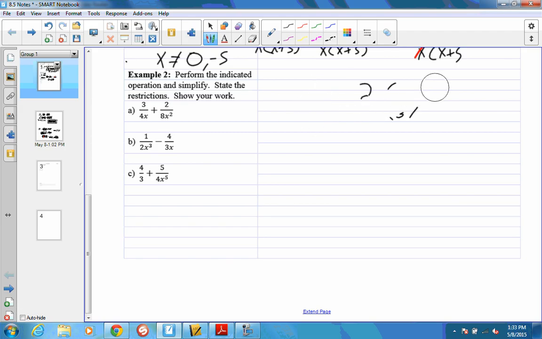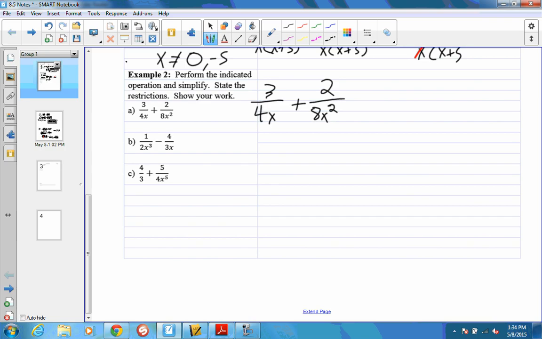So on this problem, I've got 3 over 4x plus 2 over 8x squared. What is step 1? Factor. Can I factor anything here? No, nothing's getting pulled out of there, so what's the next step? Make a common denominator. All right, so here's what I do when I approach common denominators. I find the bigger one, and 8x squared is bigger because 8's bigger, but also it's the higher term, right? Isn't it a multiple for us?